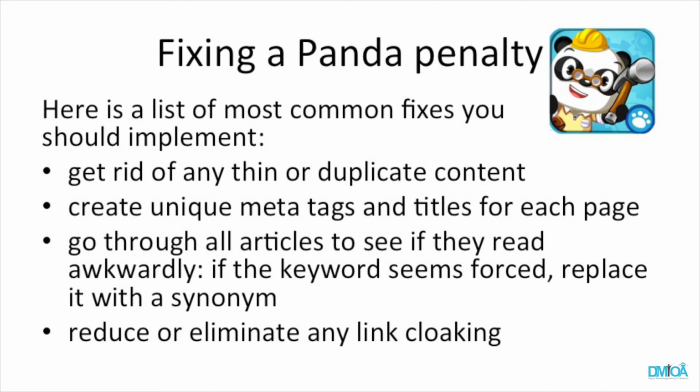It's important to understand that both Panda and Penguin are algorithmic penalties. Even if you fix the issues, you have to wait until the algorithm is run again to see if you were successful. Since a Panda penalty can be triggered by many different things, here are most of the common fixes you should implement. Get rid of any thin or duplicate content. Create unique meta tags and title tags for each page. Go through all the articles to see if they read awkwardly, if the keyword seems forced. Replace it with a synonym, and reduce or eliminate any link cloaking.